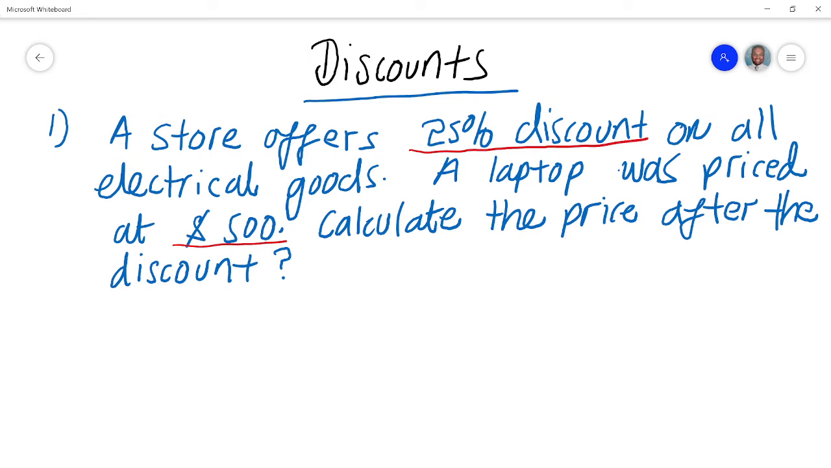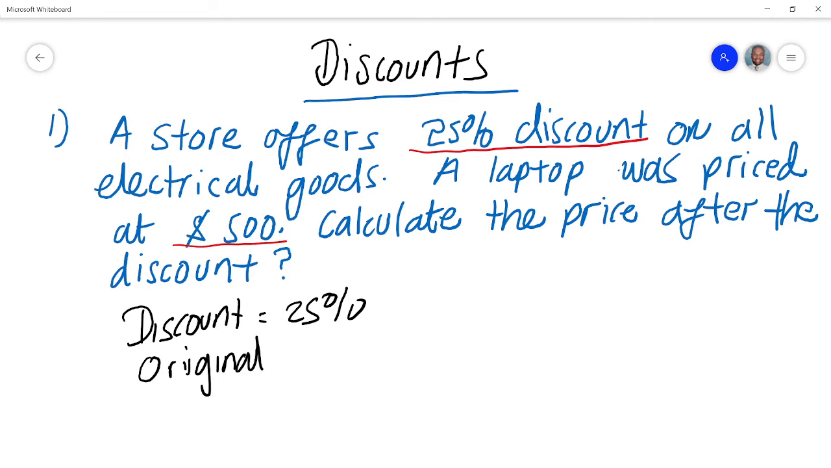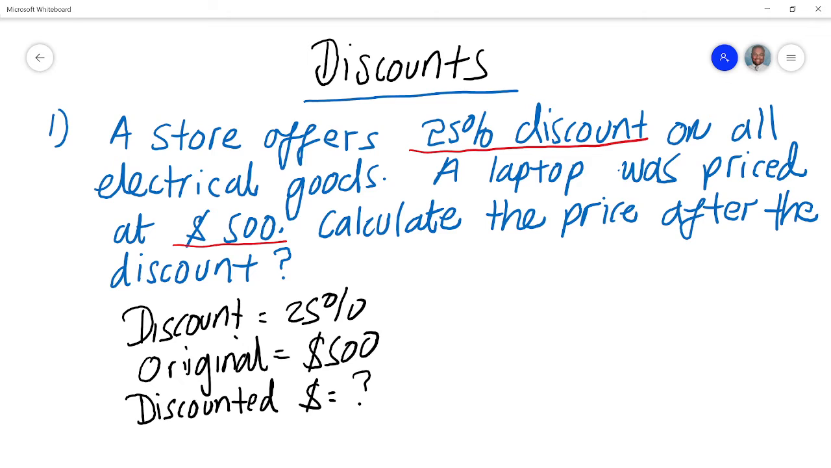So let's write down what information we have and what information we need to calculate. We've got our discount, 25%. We've got our original price at $500, and we now need to find out the discounted price. That's the information we've been given, and we need to work that out.